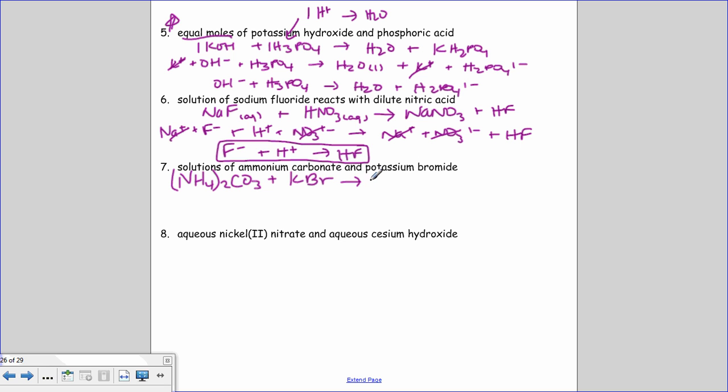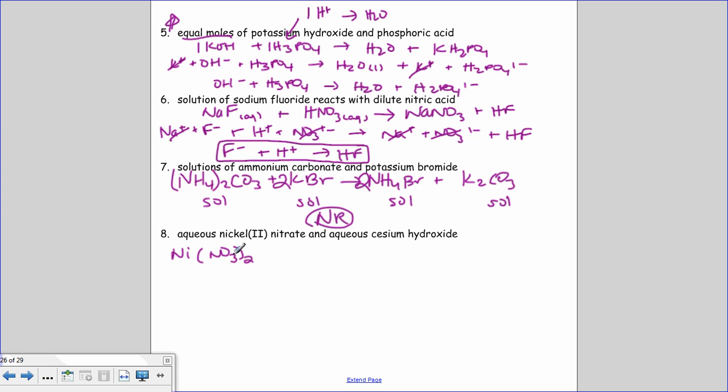When we do our magic, we get NH4Br plus K2CO3. Soluble, soluble, soluble, soluble. I really don't need to do anything else. Maybe I should balance this just to make everybody know I do know what I'm talking about. So I balance this out. But since everything is soluble, I'm not even going to go through it. This is a no reaction because there's no bubbles, there's no gas, there's no precipitate, there's no heat, nothing. All spectator ions. Number 8, nickel nitrate.